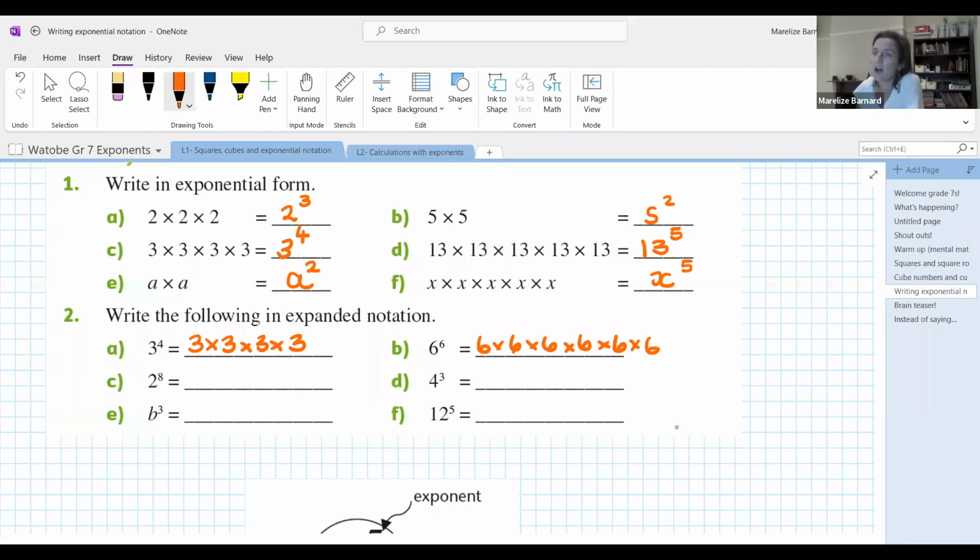Okay. Now, do C, D, E, and F just on your own where you are. You don't have to put it in the chat. Ms. Kat, you can disable the chat, please. And just put it where you are on your page. Just do it there. Two to the power of 8, 4 to the power of 3, b to the power of 3, and 12 to the power of 5.